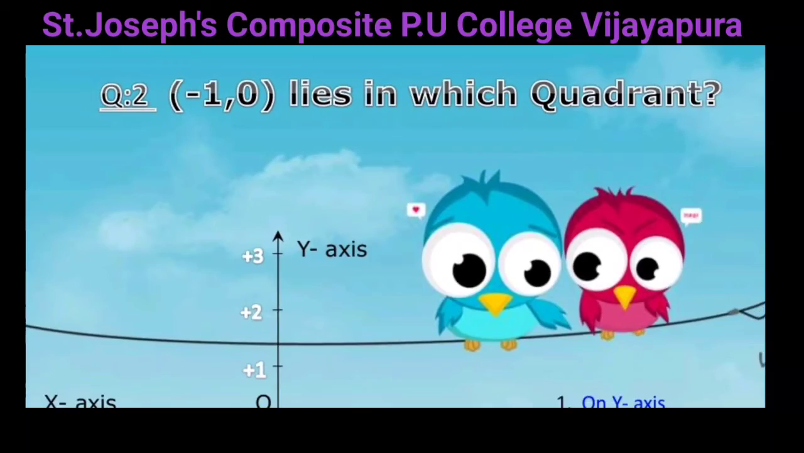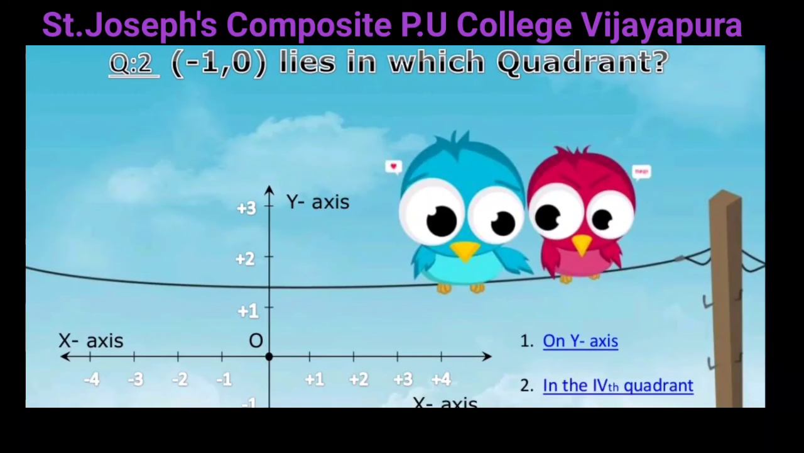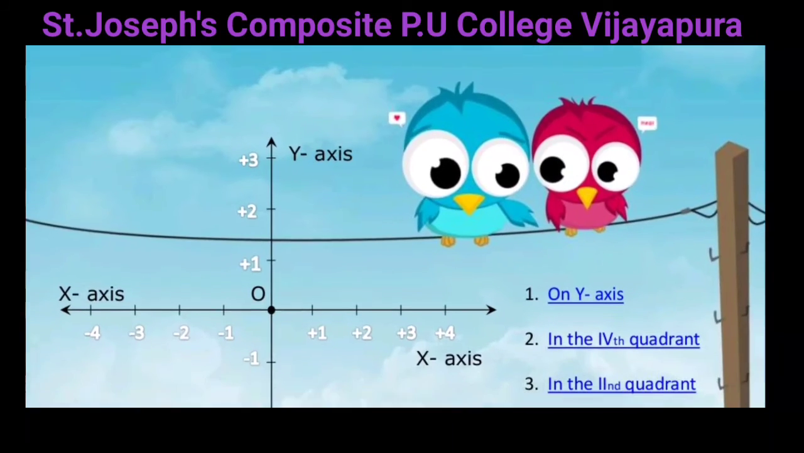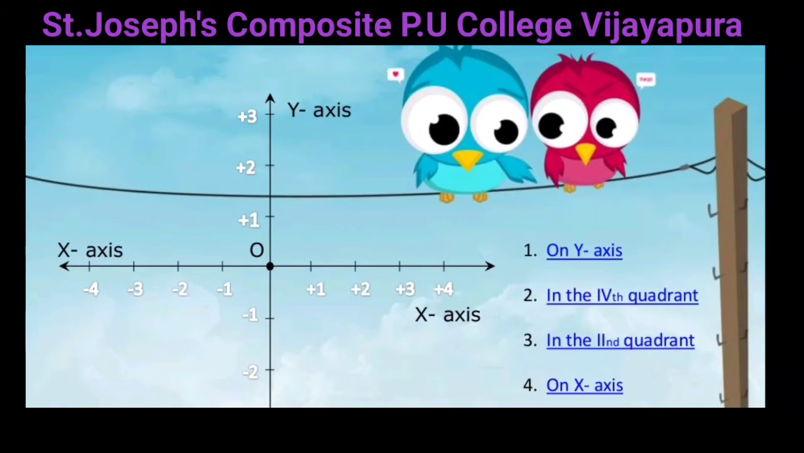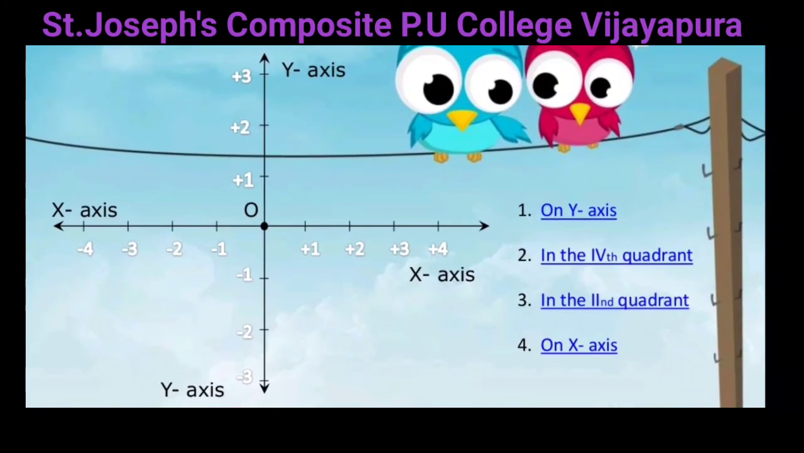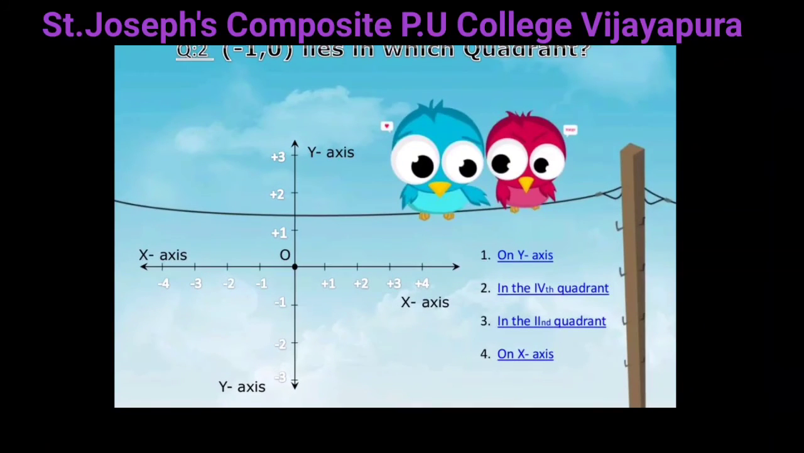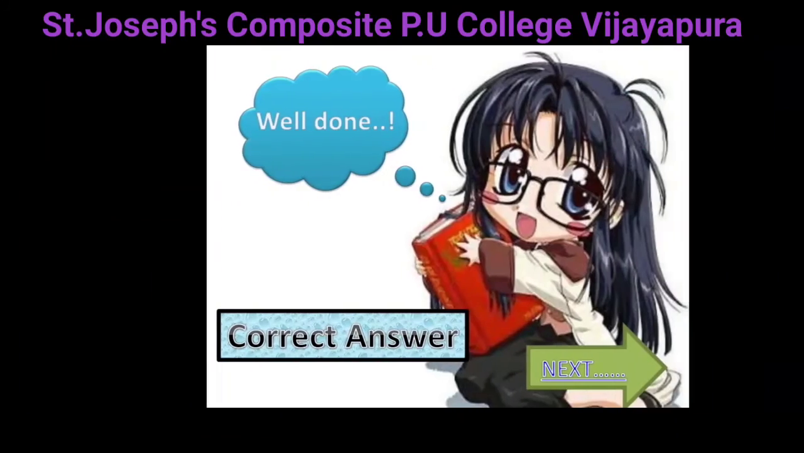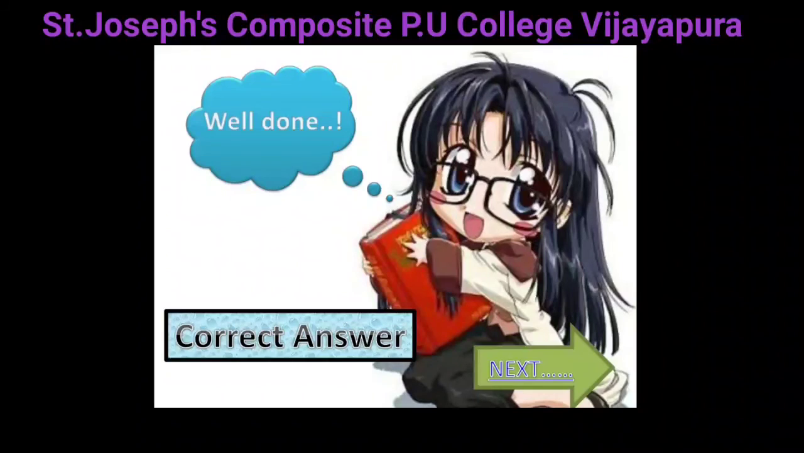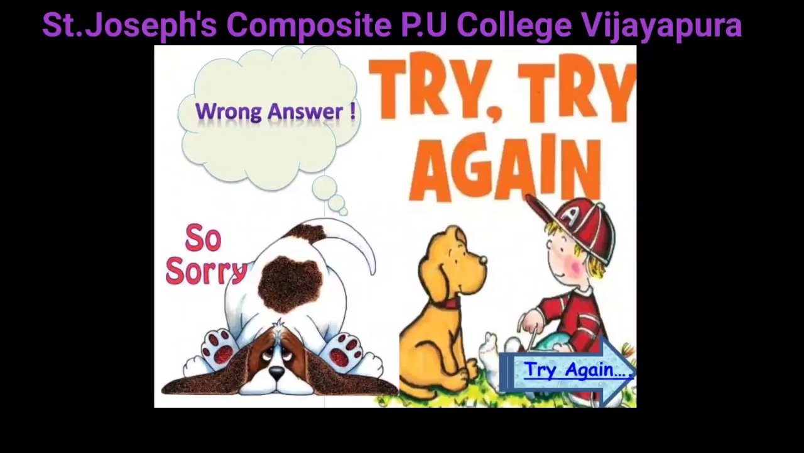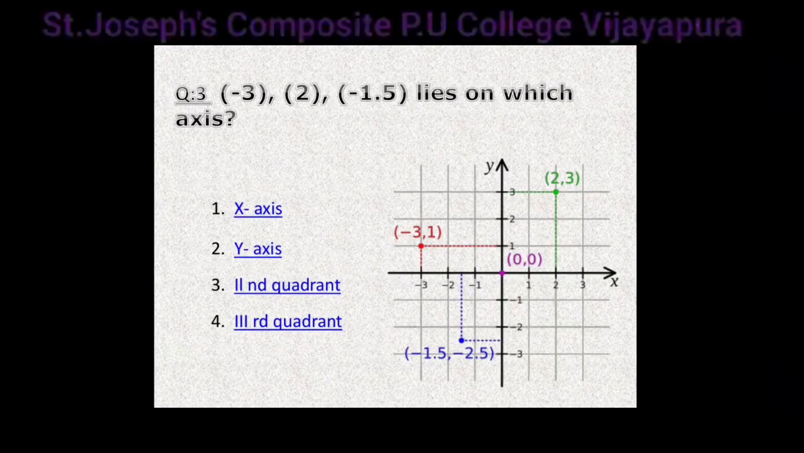Therefore it is along the x axis, but it is the negative x axis. So the fourth option will be right, on the x axis. If you have given the correct answer, well done. If it is wrong, try again and go for the next question.